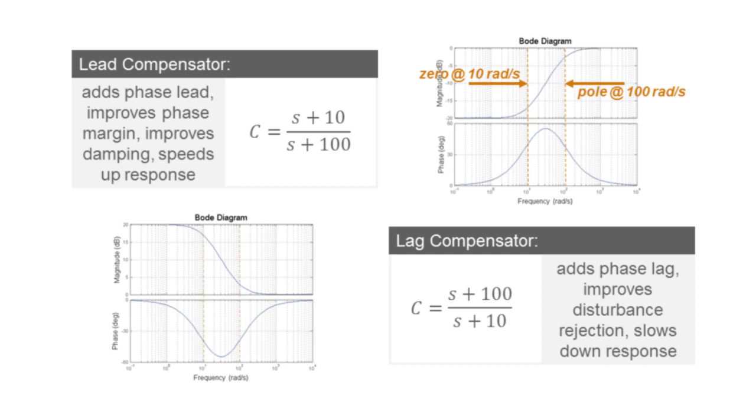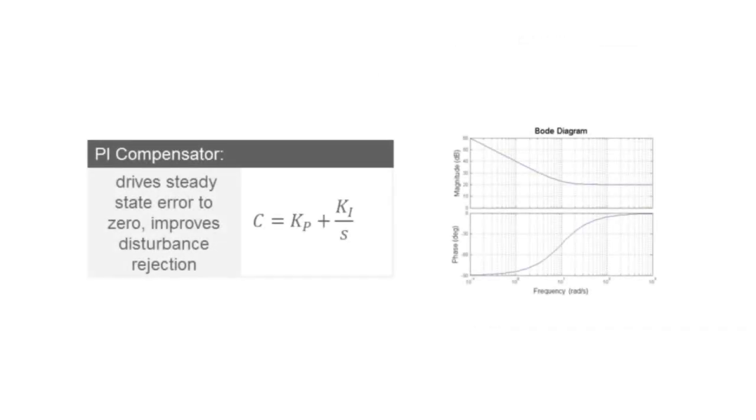Note that this controller has the same structure as the lead, only in this case the pole is located before the zero. And as expected, the behavior is reversed. The third structure I want to look at is the PI controller. This is probably one of the most commonly used compensator structures.